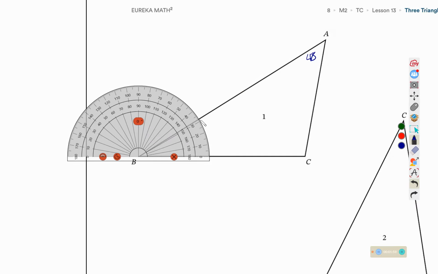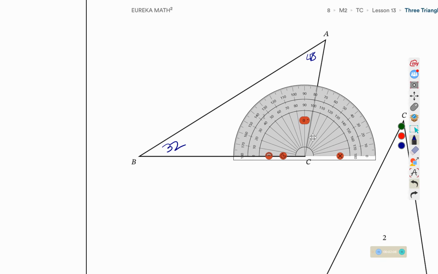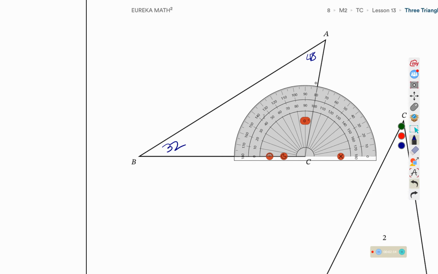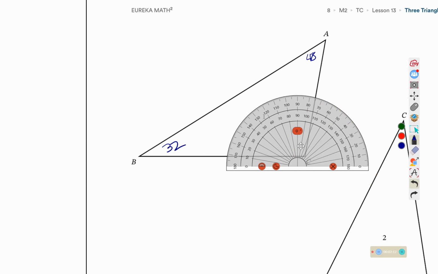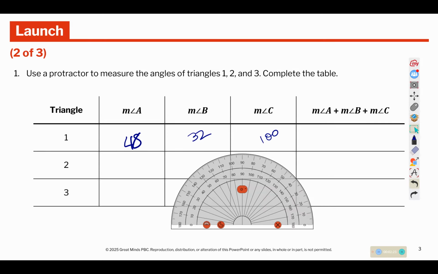Angle B is 32. And angle C is 100. Then for that last column, we are going to add 48, 32, and 100. Well, 40 plus 30 is 70. 8 and 2 makes 10, so that would be 80 plus 100 is 180. Fill in the first row of your table for triangle 1.